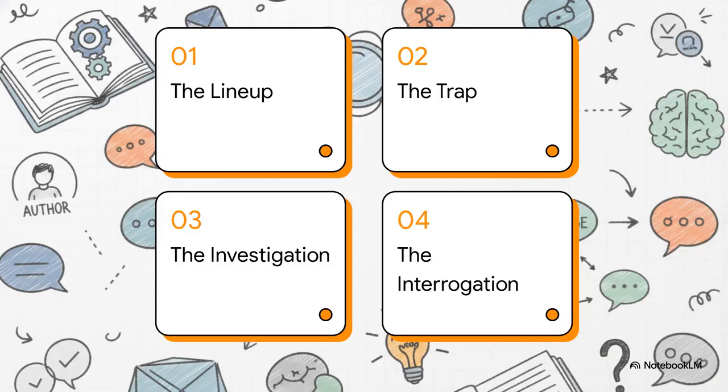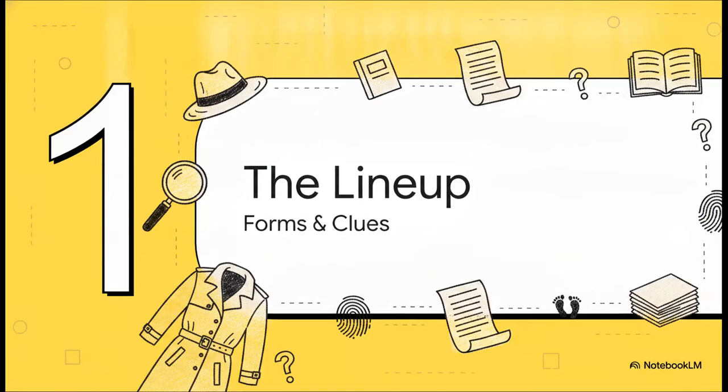Here is the roadmap for today's structured investigation. We'll start with the lineup covering forms and vocabulary, then look out for the trap, a super common misconception. After that, we'll get into the investigation for some worked practice, and finally, the interrogation for a quick student check. All right, part 1, the lineup.